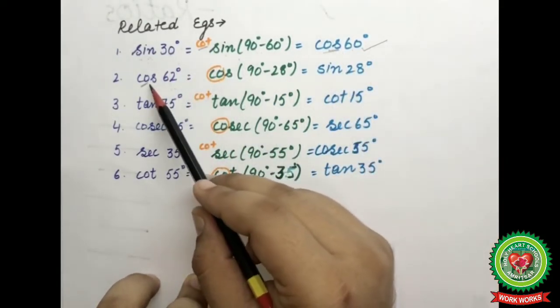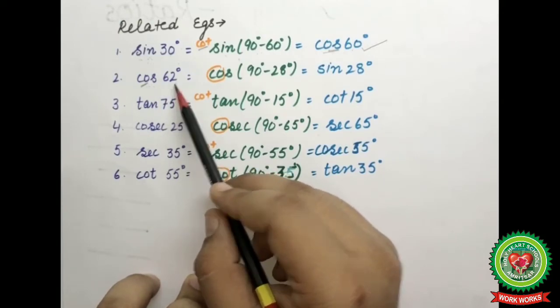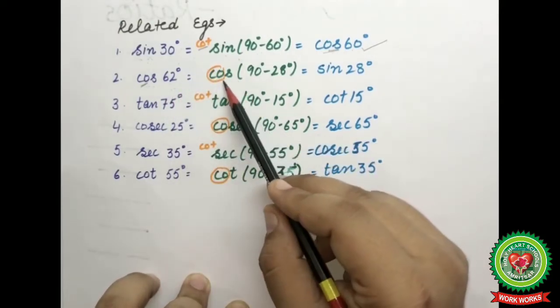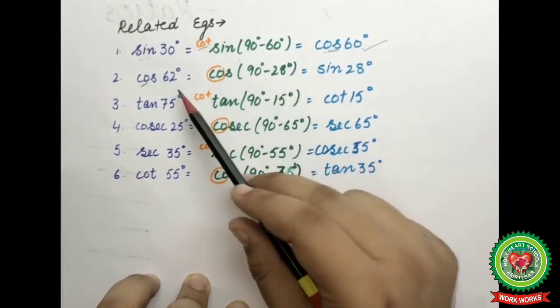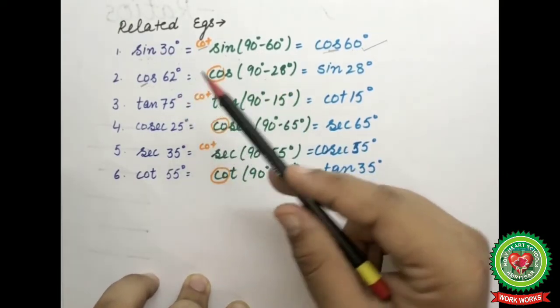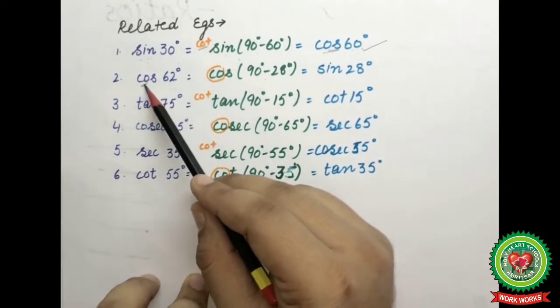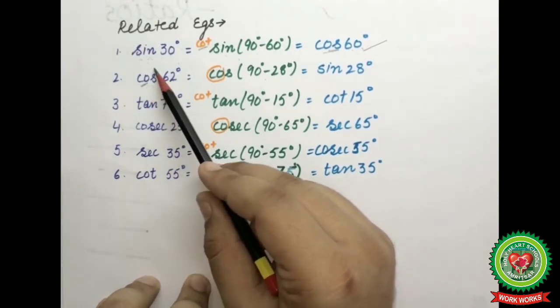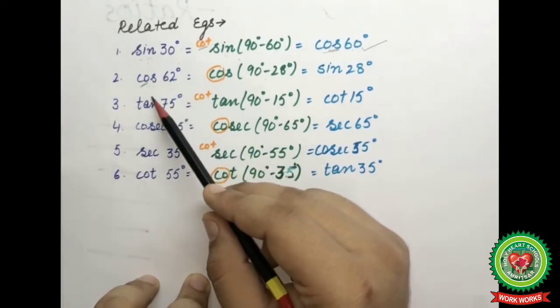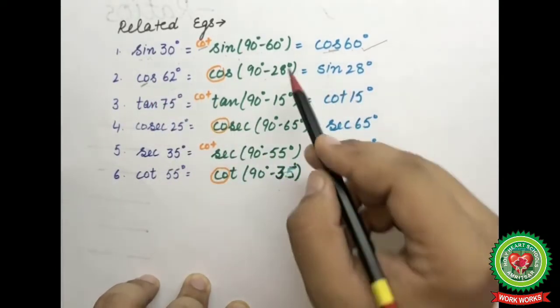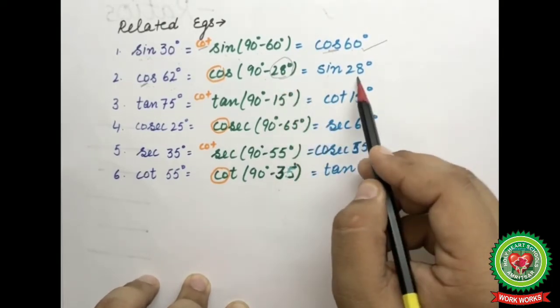The second example is of cos 62 degree, which will be written as cos bracket 90 minus 28. That is the complement of 62 degree. Now in this T ratio, co-word is there. So we are going to remove this co-word. So on removing co from cosine, we'll get sine 28 degree.